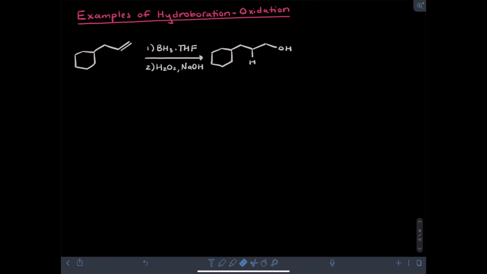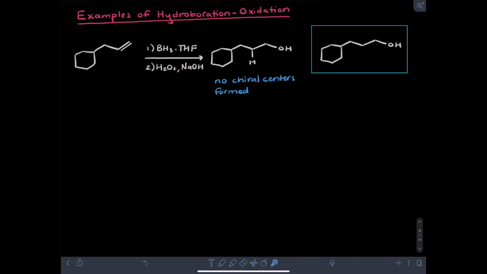To start out, I like to draw the product without worrying about stereochemistry, so I would add the hydrogen to the more substituted carbon of the alkene, and the OH group to the less substituted carbon of the alkene to show the anti-Markovnikov regioselectivity. In this particular example, no chiral centers have formed. I could draw the product without having to worry about showing wedges and dashes.